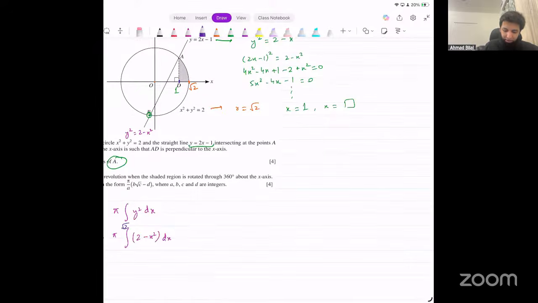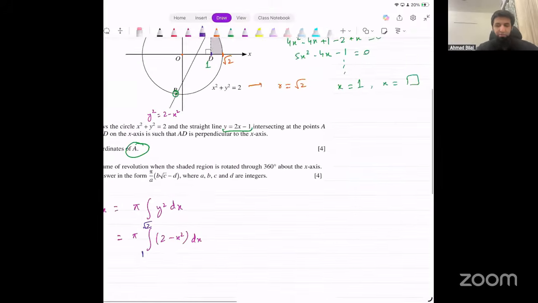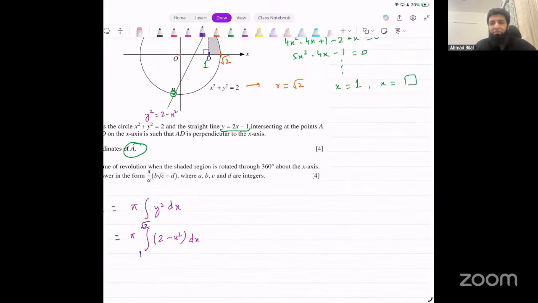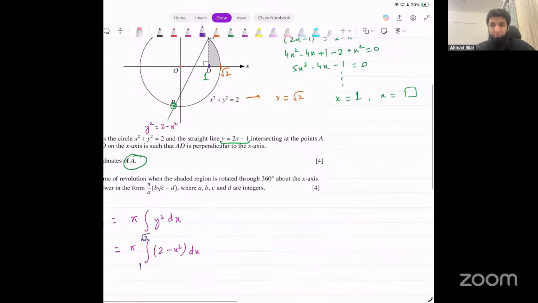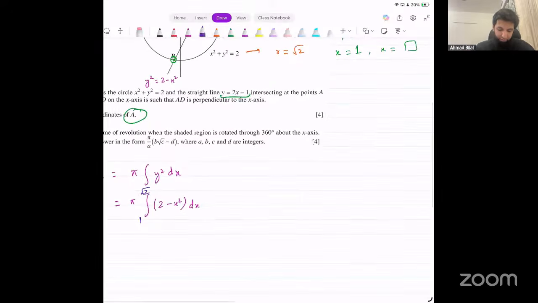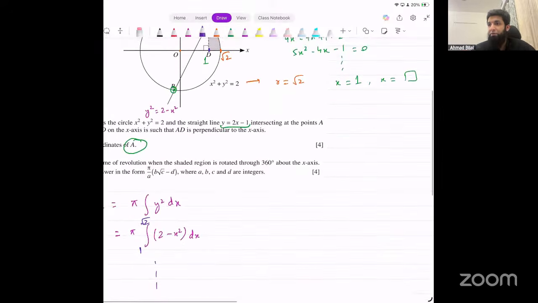You just integrate, input those limits, just keep it in exact form. So it works like any other function. Okay? Makes sense, right? Okay, you can do it after this. You can find the volume after this, right?